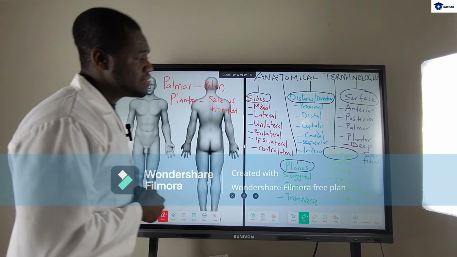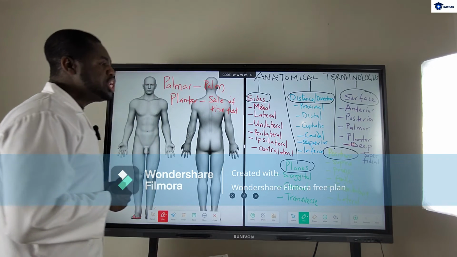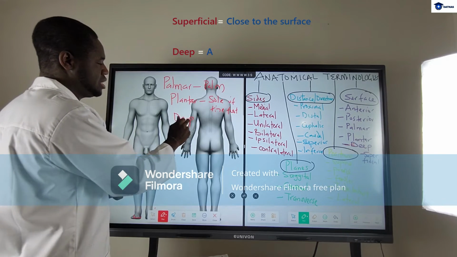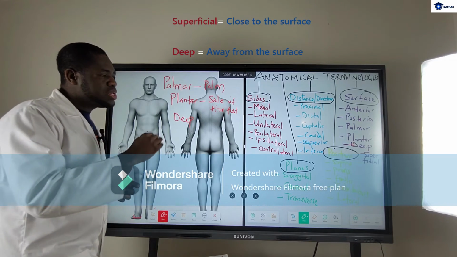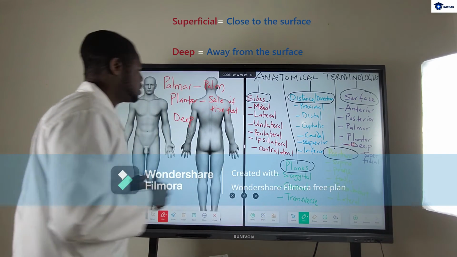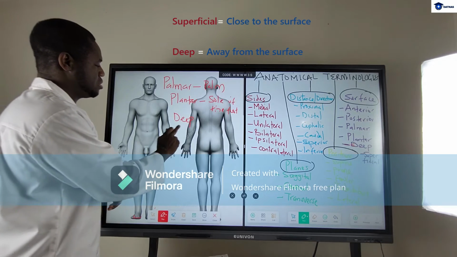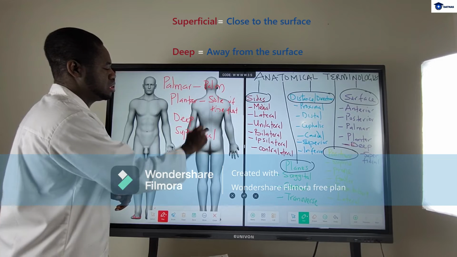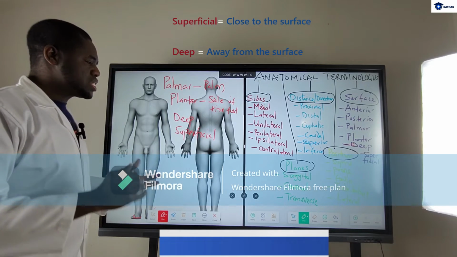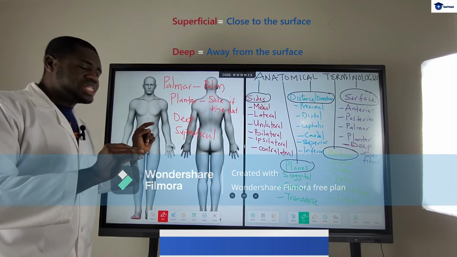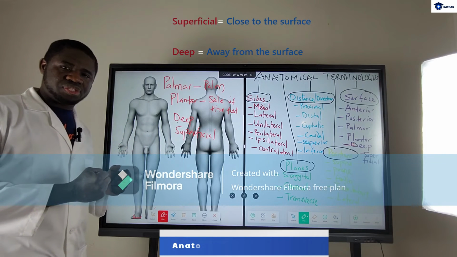And we also have the deep surface. You know, that is an English word. That will take us to explain what superficial means. Superficial means close to the surface, while deep means away from the surface.